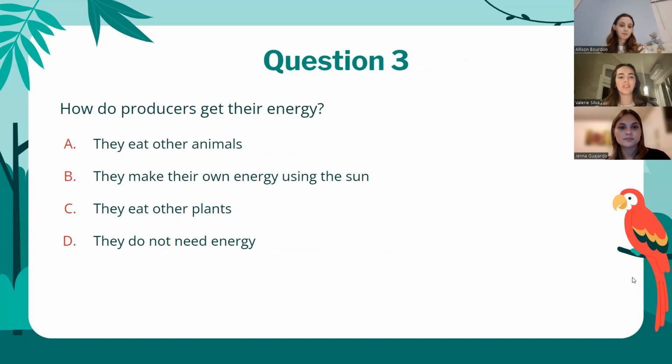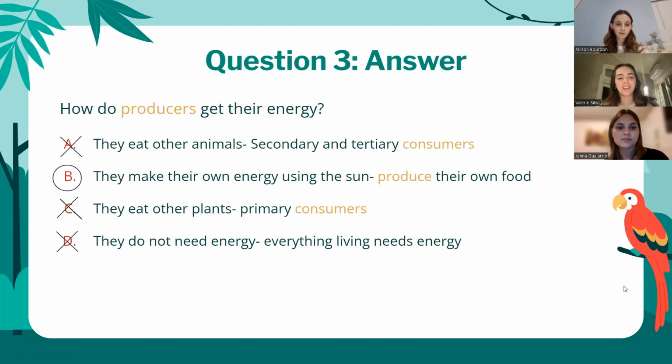The last question: how do producers get their energy? A, they eat other animals. B, they make their own energy using the sun. C, they eat other plants. Or D, they do not need energy. The answer to that is B, they make their own energy using the sun. They produce their own food, so the energy they absorb from the sun and then it passes along.